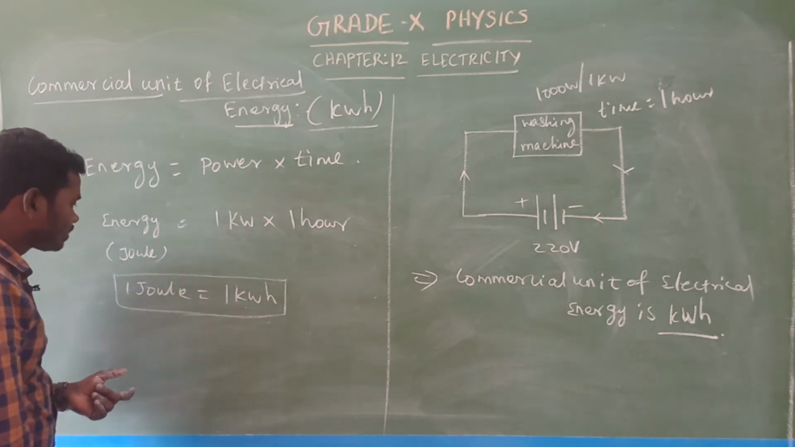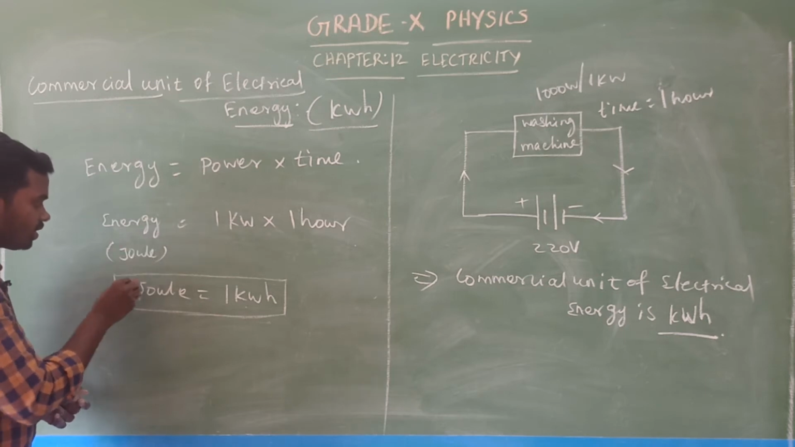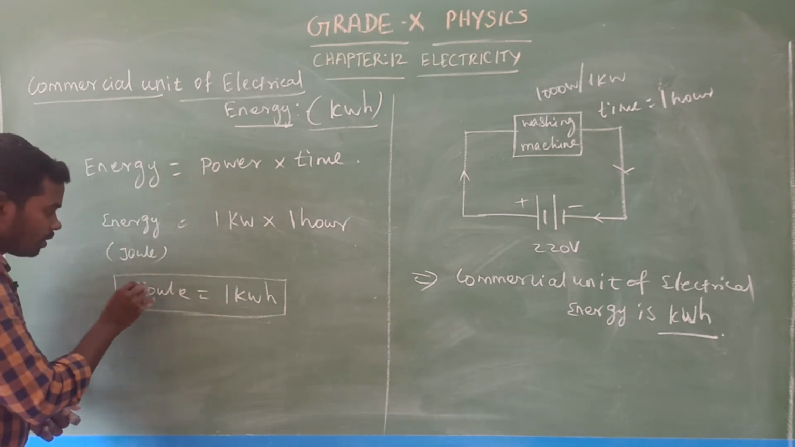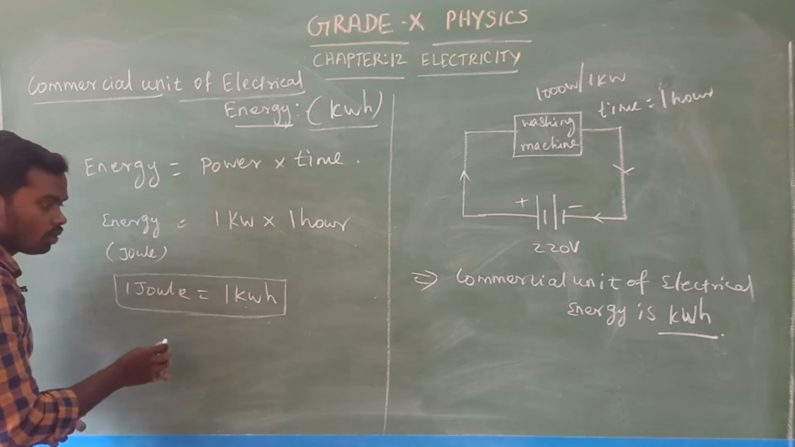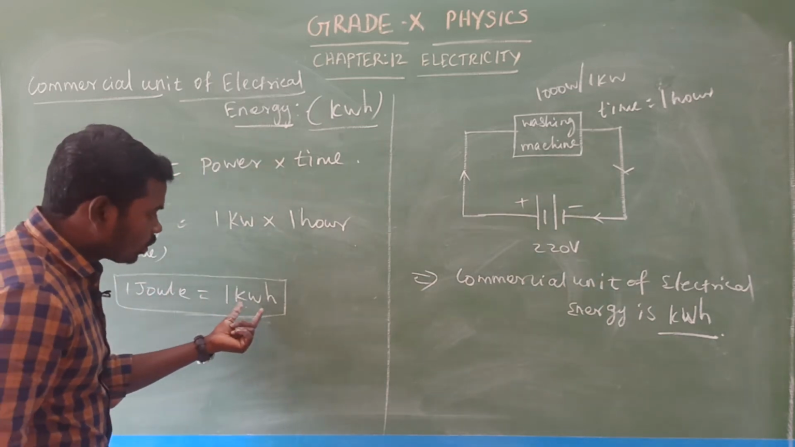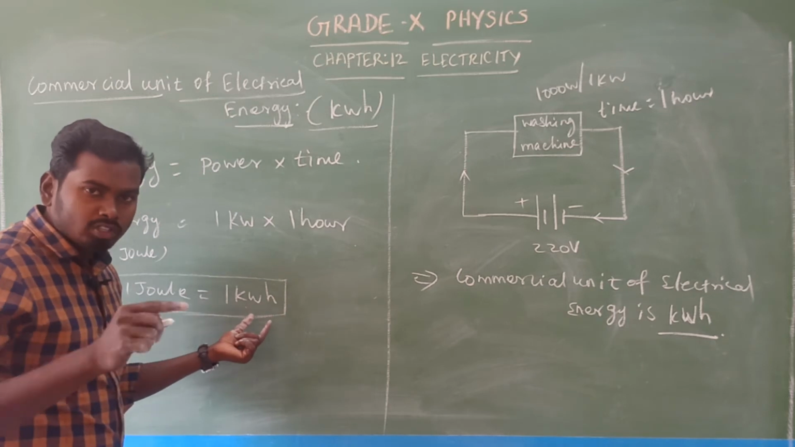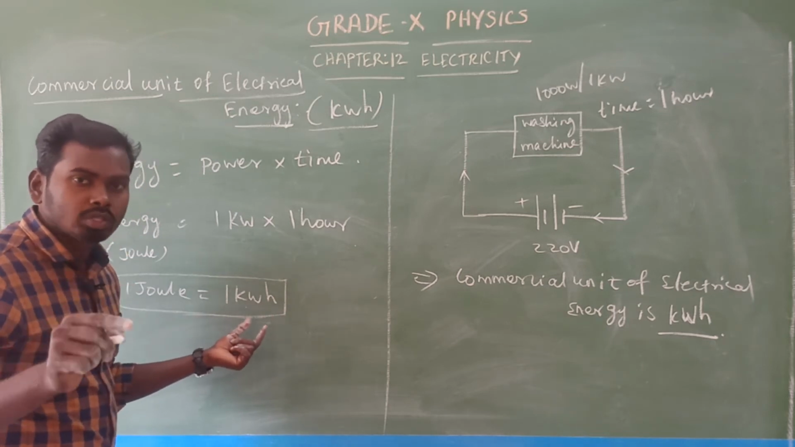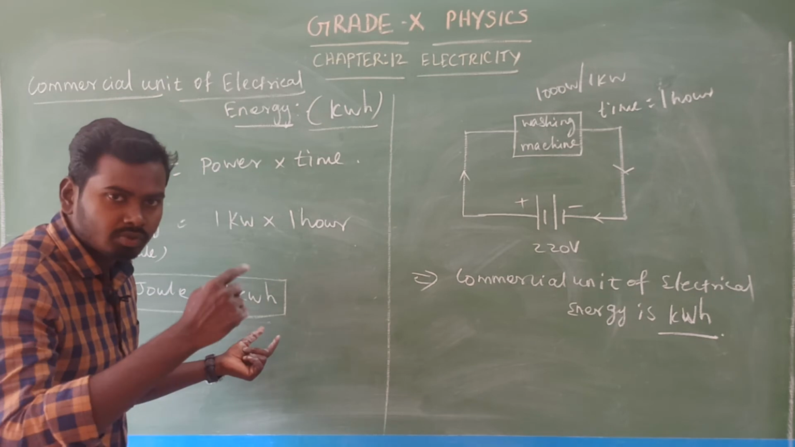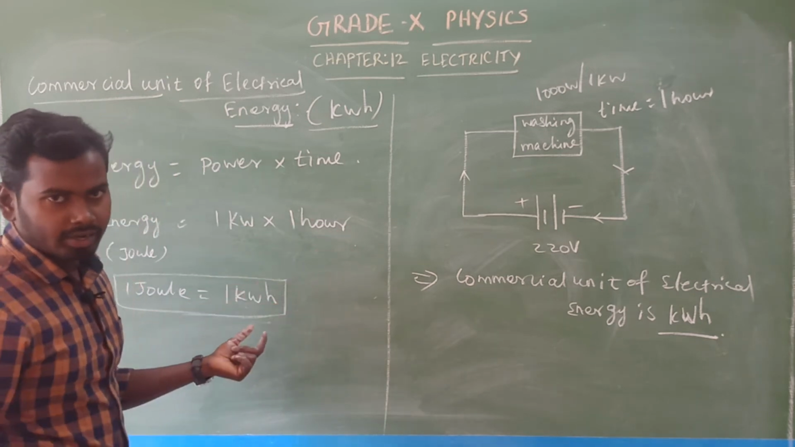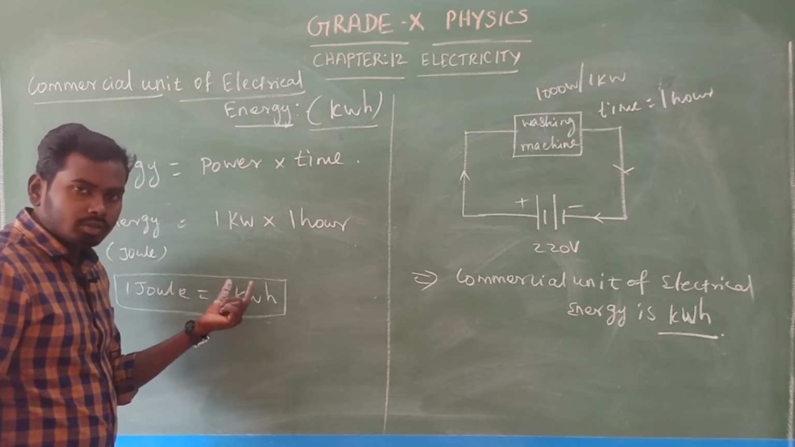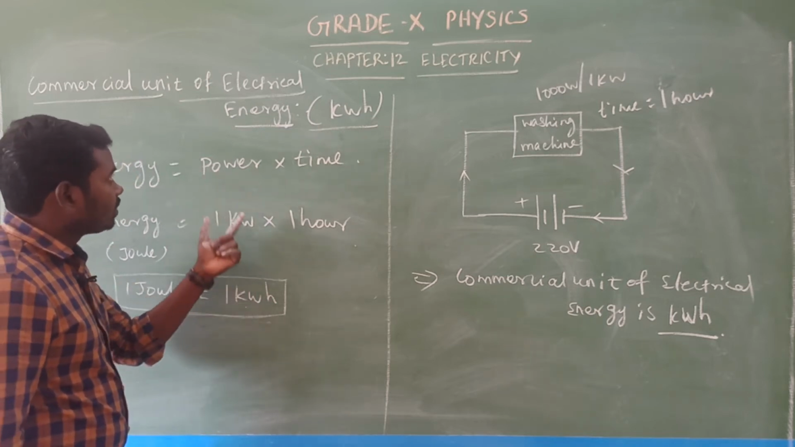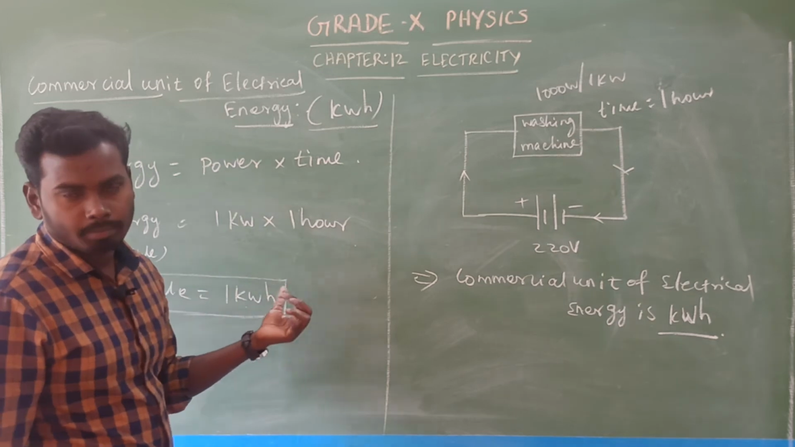What is that, sir? Already we know the SI unit of energy is joule. So 1 kilowatt hour is equal to how many joules of energy? That is a very big question that we will see later. Is it clear? So know this point: the commercial unit of electrical energy is kilowatt hour.